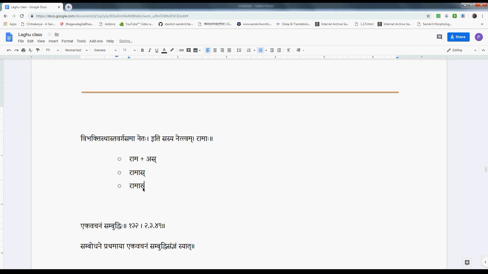Rama Ru you will get. Rama Ru. Kharavasanayor visarjaniyaha. Yes, but for what? Ru. But Ru should be there for it to become a visarga. But it is not Ru yet. We'll need Ru. And Ru will come by Sasajusho Ru. So first you will get Sasajusho Ru.